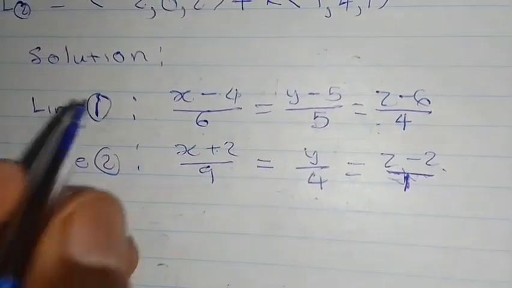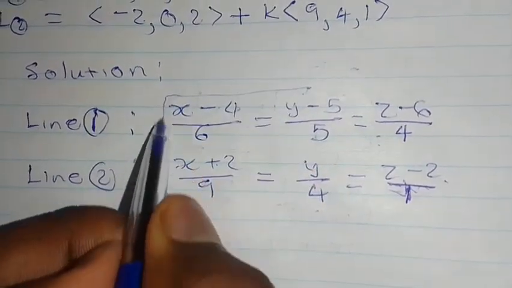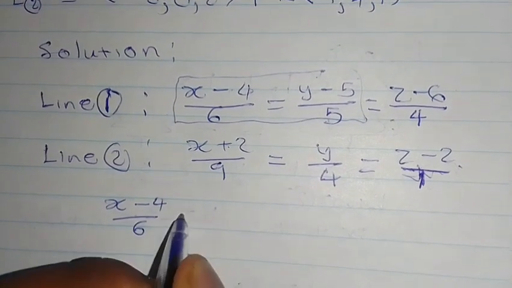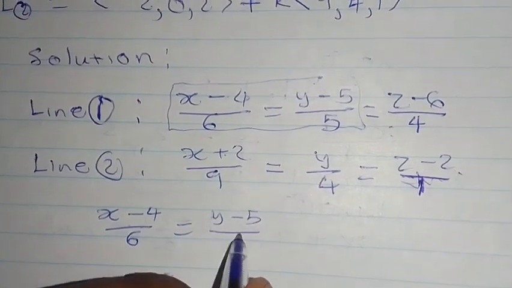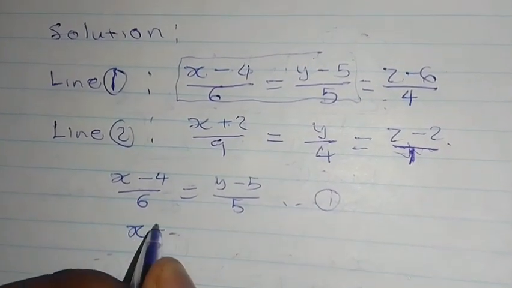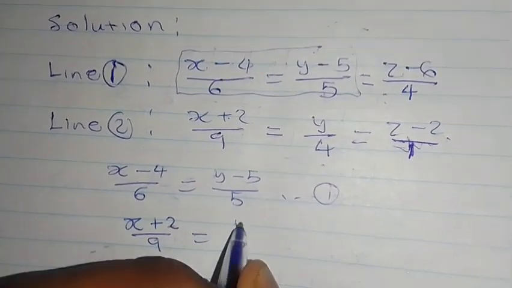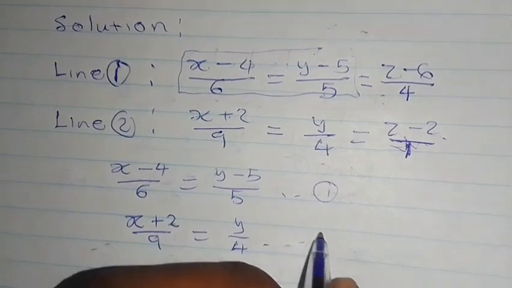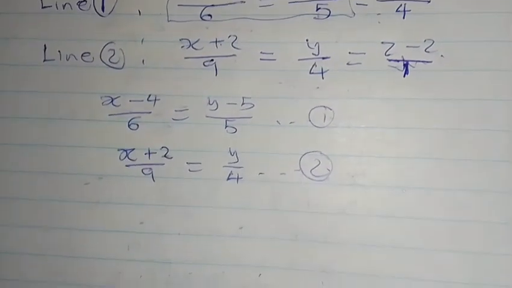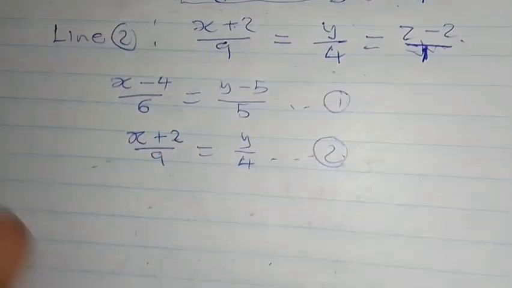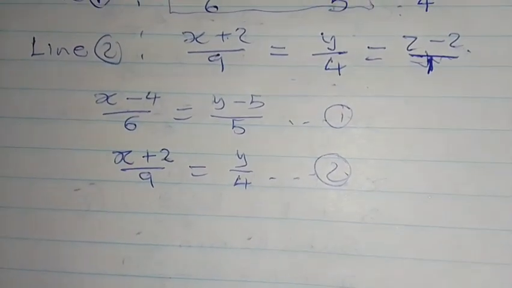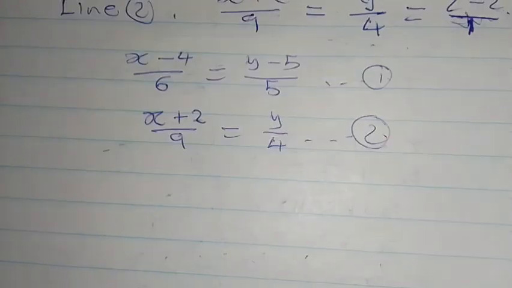Now that you have the symmetric equations, that will be equation 1: (x minus 4) over 6 equals (y minus 5) over 5. That's the first equation. And then the second equation is just (x plus 2) over 9 equals y over 4. So now it's just a matter of solving. You can do it anyhow you want. You can just solve these two equations.